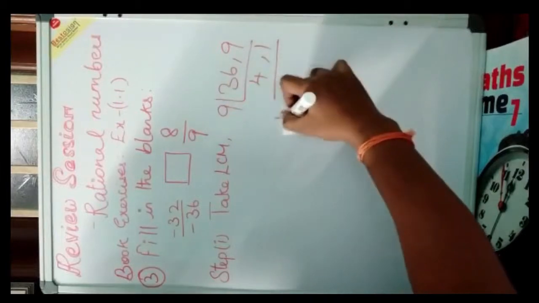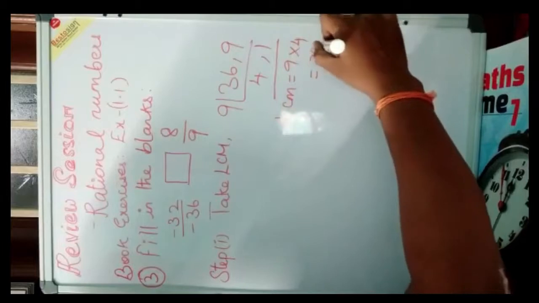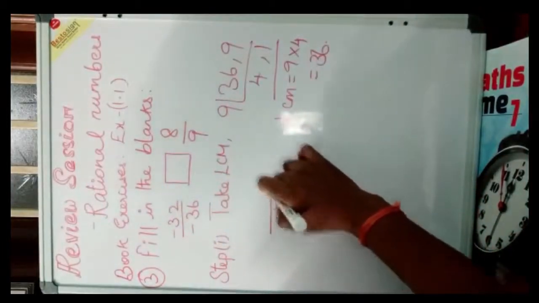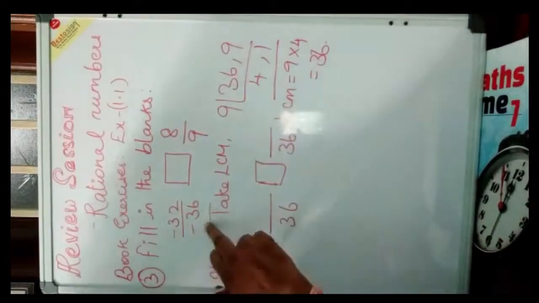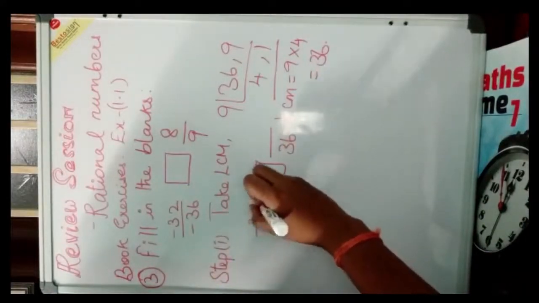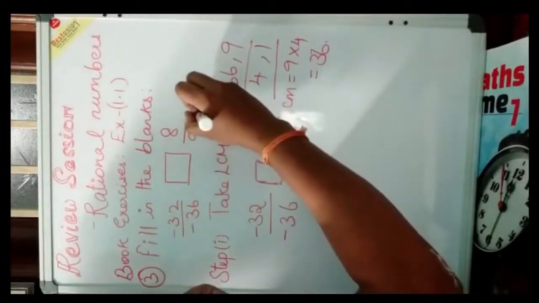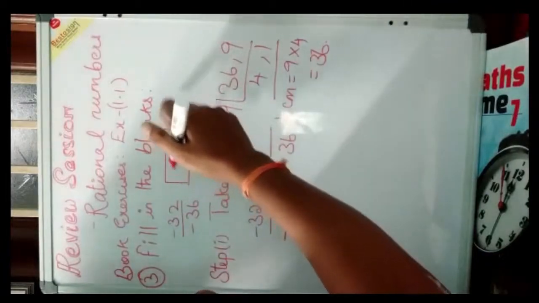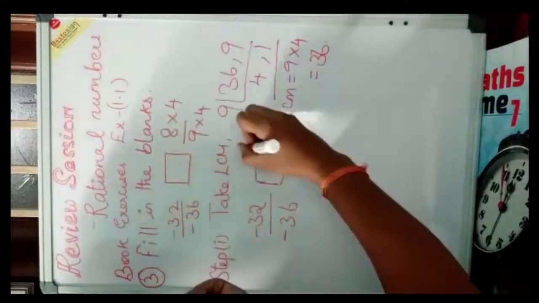So here if you are going to take the LCM, you will get 9 into 4, which is equal to 36. So here the denominator that we need to change is 36. So here already it is 36, so no need to do anything. Just write the numbers as it is. But here it is 9. So to get 36, I need to multiply the denominator by 4. So what number I am multiplying in the denominator, the same I need to multiply in the numerator also. So 8 4s are 32.